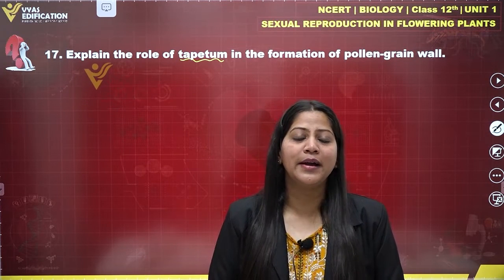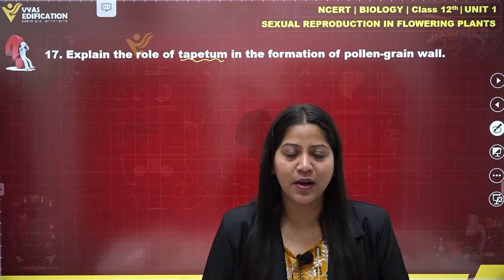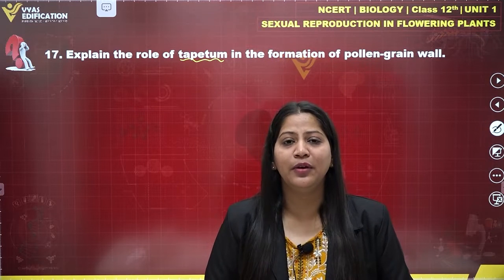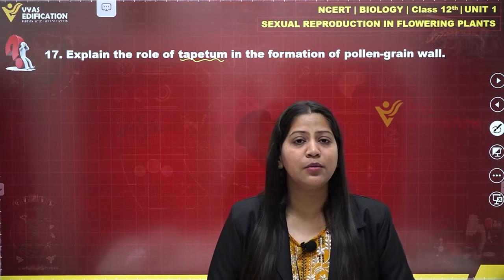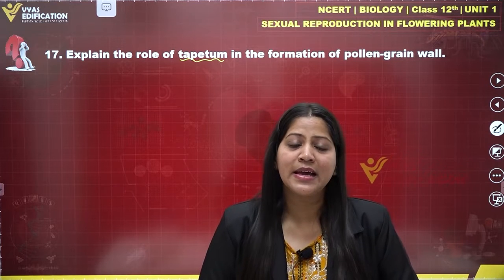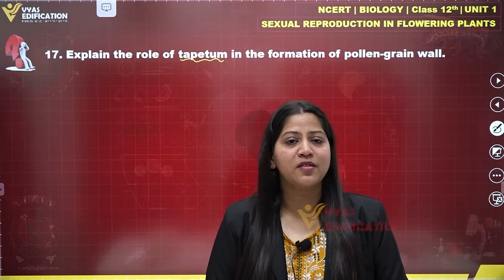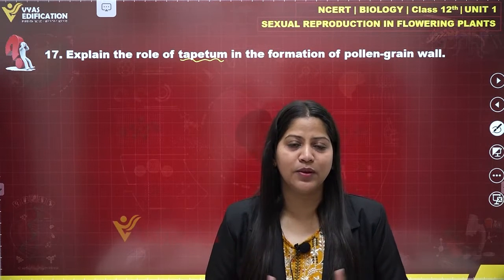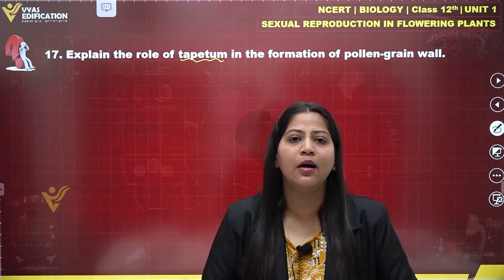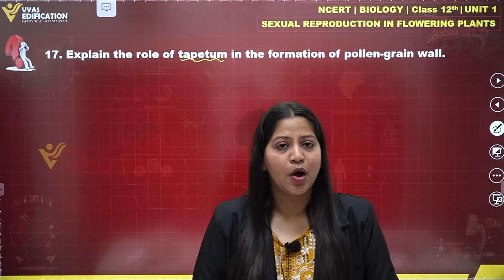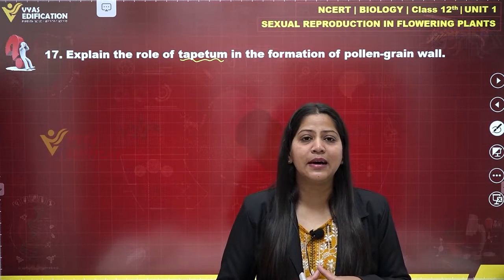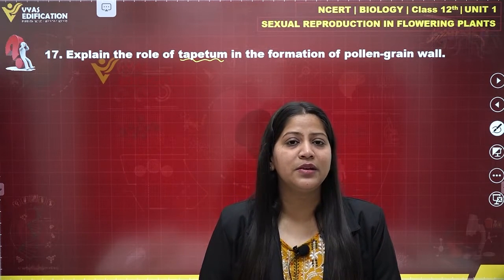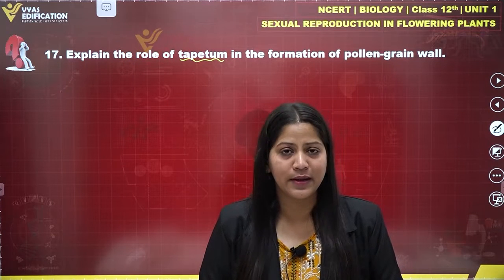Inside anther we find 4 microsporangia, and these microsporangia are lined by 4 types of layers. The innermost layer of the microsporangium is known as tapetum, which is responsible for providing nourishment to the developing pollen grain. As we know, pollen grains are developed inside the microsporangium. So tapetum is the innermost layer of the microsporangium, providing nourishment to the developing pollen grains.